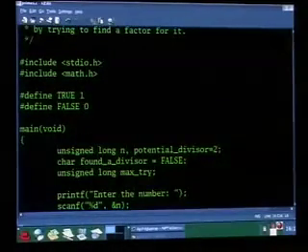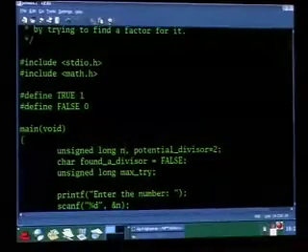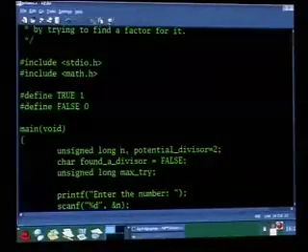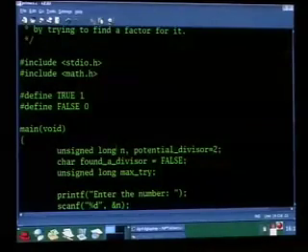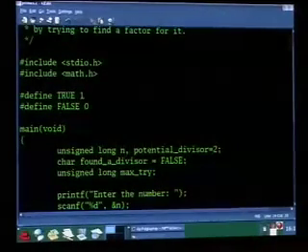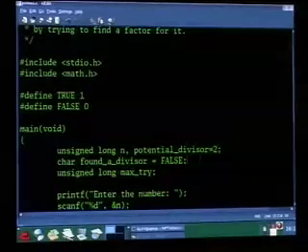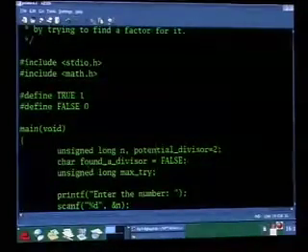Okay, so here is the main program. This time we are using slightly different types. We are using the type unsigned long for n, so that n can be as big as we can handle. n has to be always non-negative, so therefore we can make it unsigned. Similarly, potential divisor is unsigned long, and the initial value for potential divisor is 2. This potential divisor is the variable p that we had been using in the algorithm.